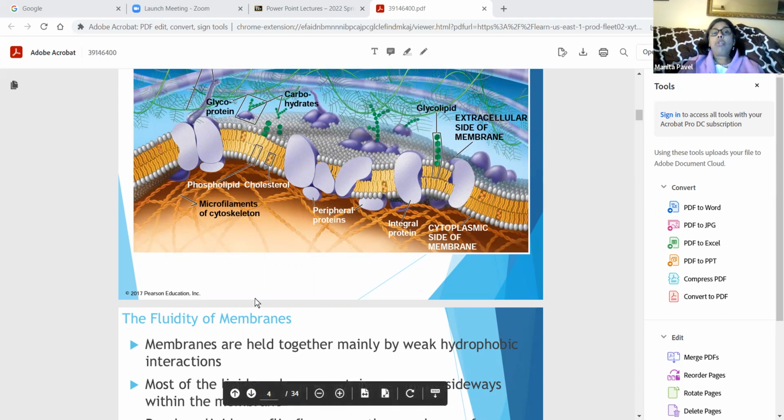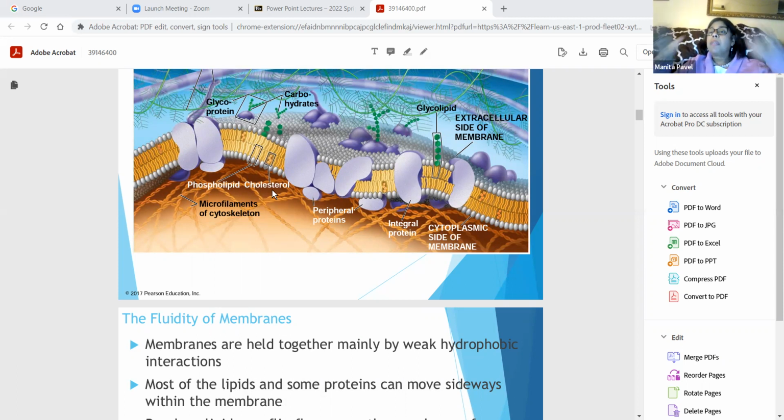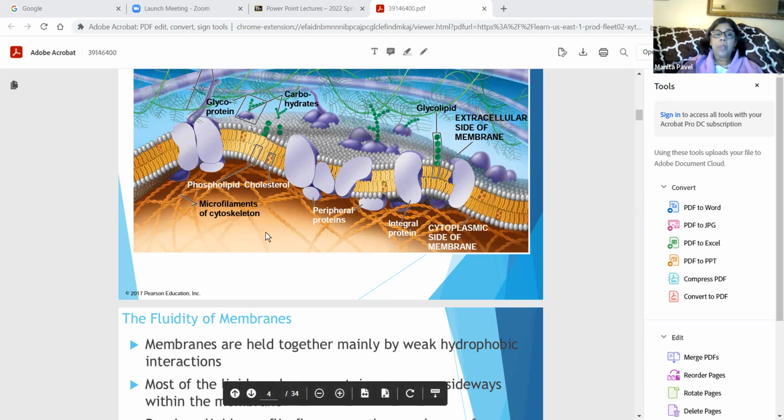Cholesterol is present within the bilayer of the cell membrane. What is the function of cholesterol? It gives flexibility to the plasma membrane, to the cells, as well as allowing the substances to move laterally, sideways.